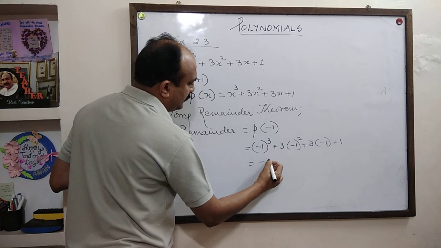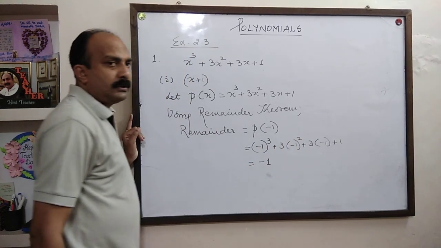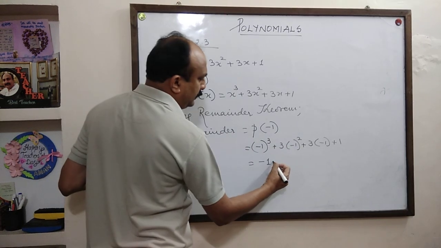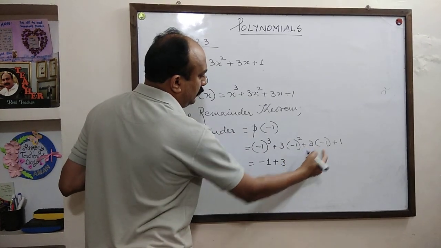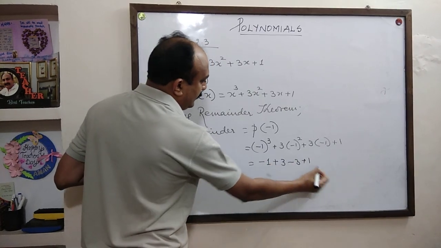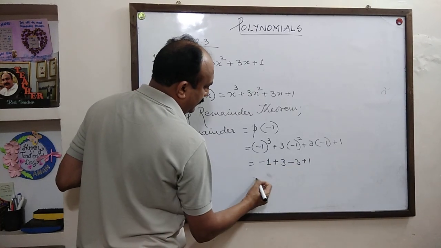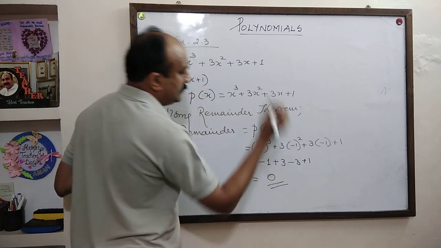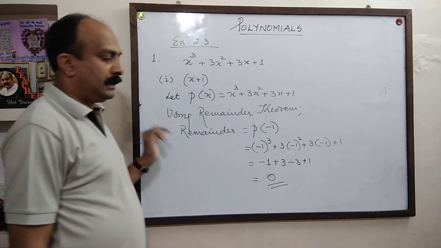Minus 1 the whole cube is minus 1. Minus 1 the whole square is plus 1, plus 1 into 3 is plus 3. 3 into minus 1 is minus 3, plus 1. Minus 1 plus 1 cancel, plus 3 minus 3 cancel, and the answer is 0. Here the remainder is 0.